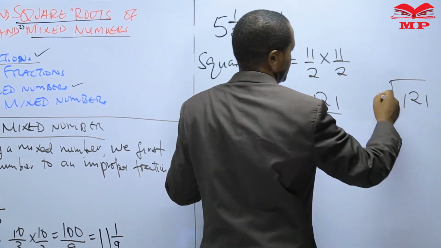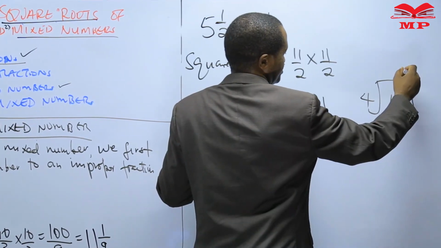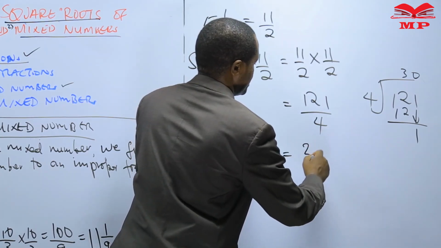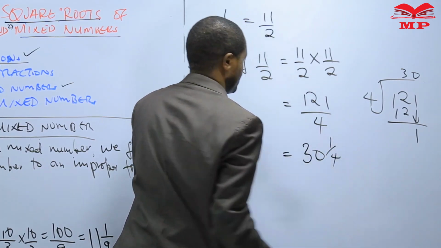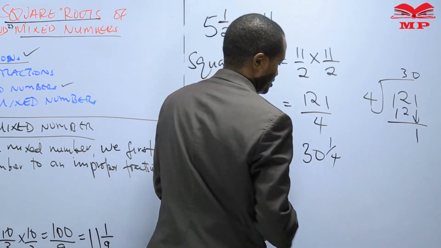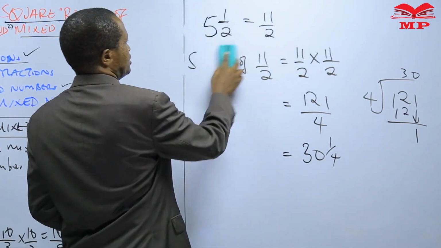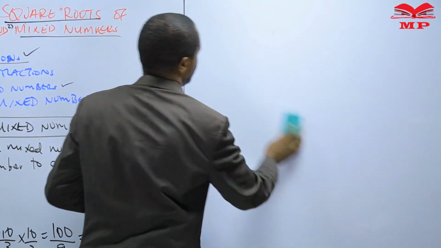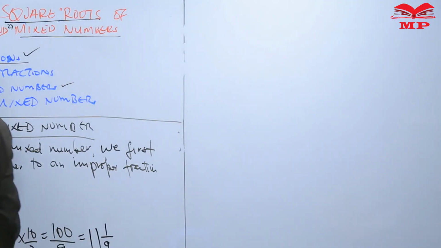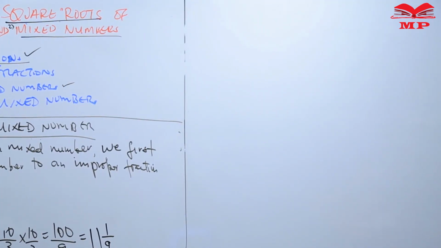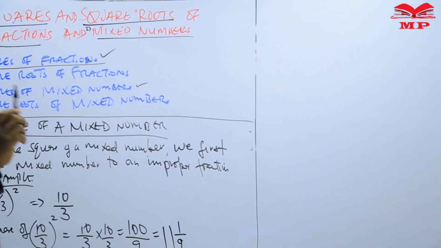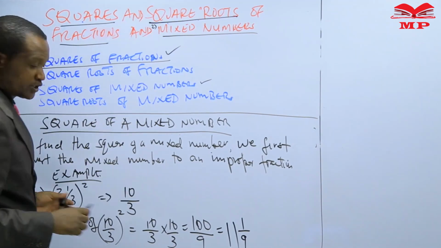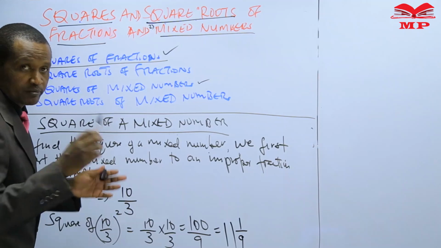121 divided by 4. 4 goes into 12 how many times? 3. So the answer is 30 and a quarter. 30 and a quarter is the square of 5 and a half. So we have answered this question, how to find the square of a mixed number. We convert the mixed number to an improper fraction first, then multiply the improper fraction by itself.